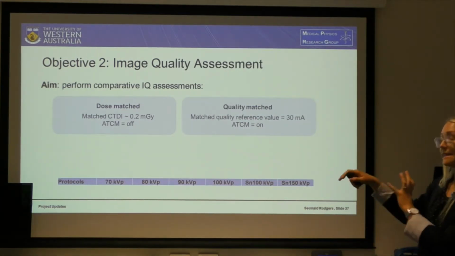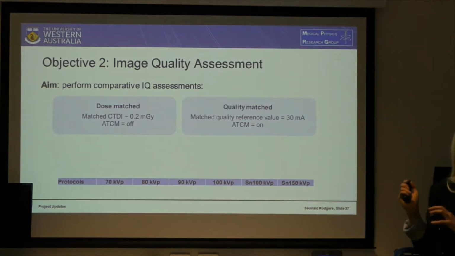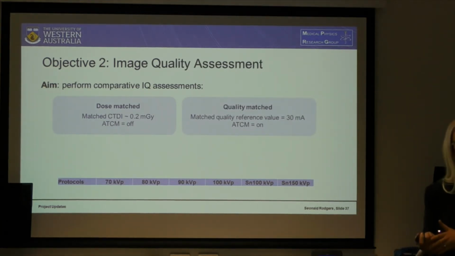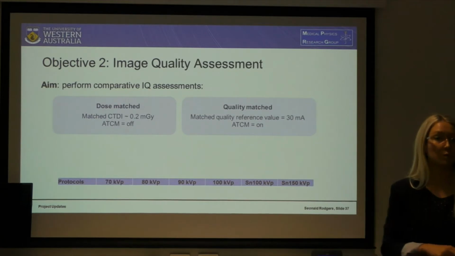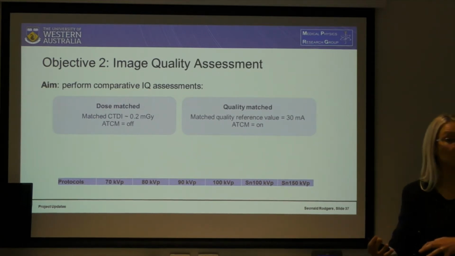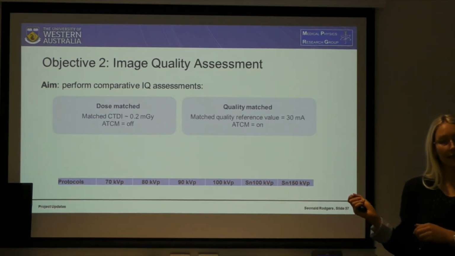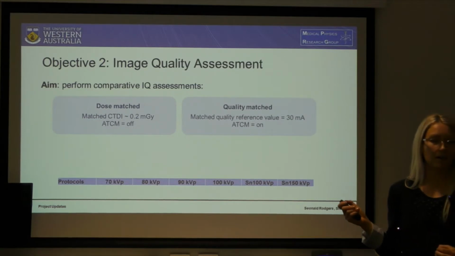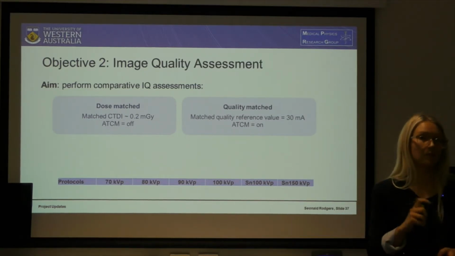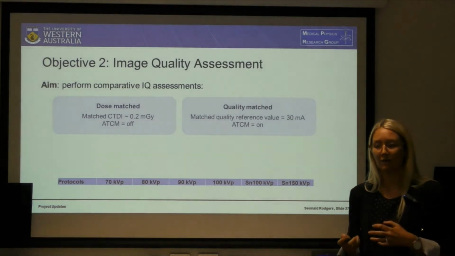So I tested the same protocols for the quality matched image quality assessment. So in this case, the automated tube current modulation was switched on, which is a little bit more clinically appropriate. And in this case, the quality reference value was matched. So that was set to a value of 30 mA.